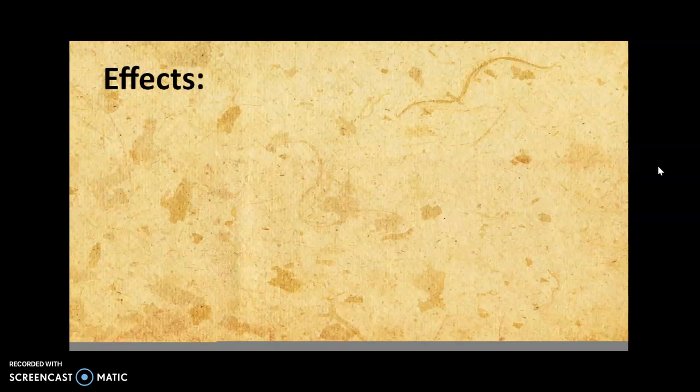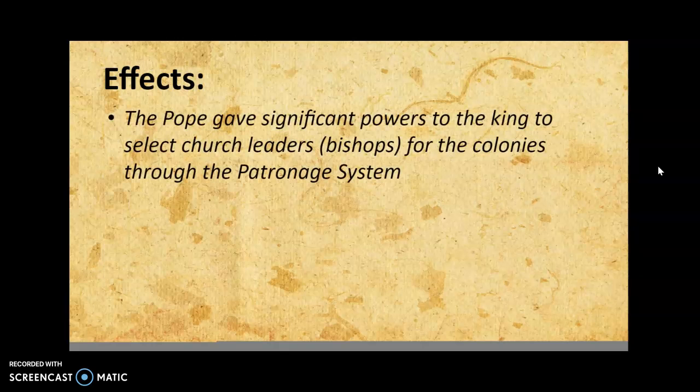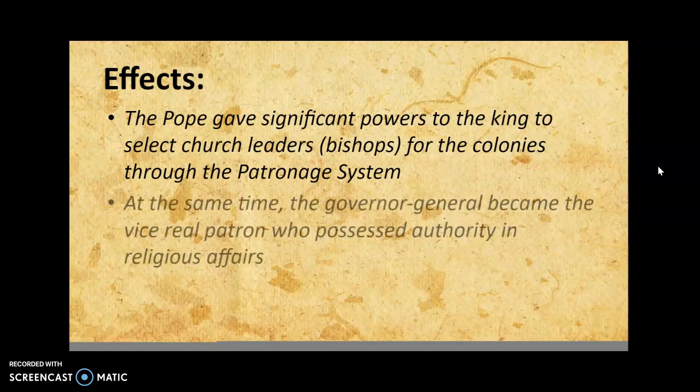Catholic missionaries not only became very powerful heads of the church, but also heads of the state. At the same time, under the Patronato Real, the Governor General became the Vicereal patron who possessed authority in religious affairs. Right? So they always had a say. The leaders should always ask the opinions of the head of the church. They cannot make a decision without informing our bishops, the archbishops, and so on.